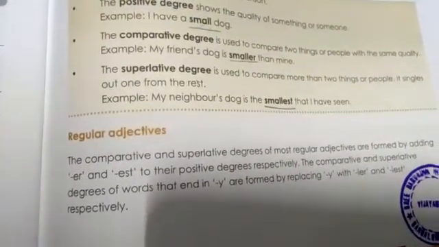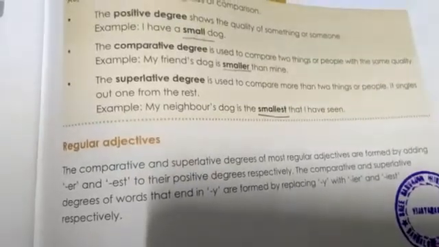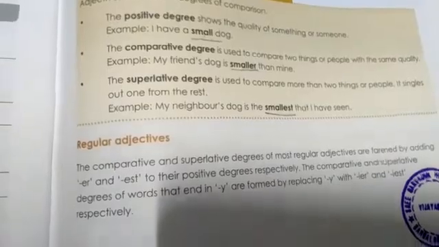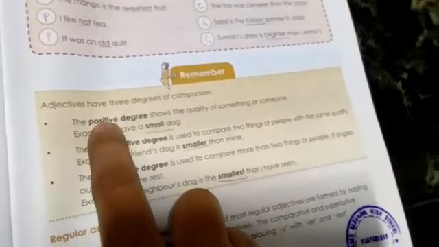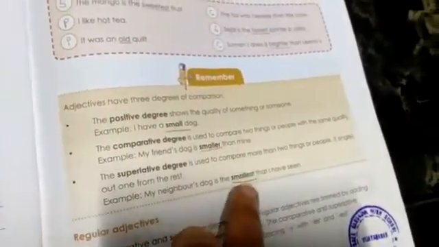The comparative and superlative degrees of most regular adjectives are formed by adding er and est to their positive degrees respectively. Here we take the example small, that's the positive degree of the adjective. How does it become smaller? When you add er. Similarly, how do you change it into the superlative degree? When you add est, smallest. Small will become smaller and then smallest.